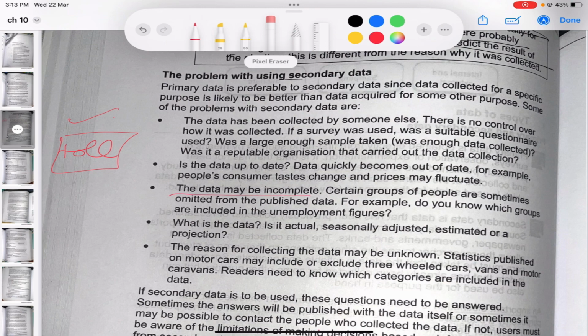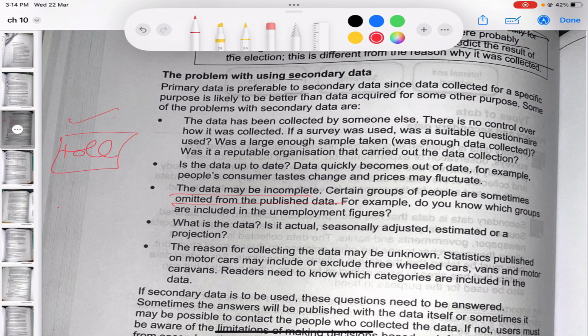The data may be incomplete, so you don't know if the data was complete or incomplete. Certain groups of people are sometimes omitted from the published data. Sometimes when they take surveys, let's say you're taking a survey regarding poverty. I'm just giving you an example. If you want to find a percentage of poverty, and you are not including the people who are living in backward regions, the poverty-stricken regions, let's say we conduct this survey only in a metropolitan city. Do you think your results are going to be accurate in that case?